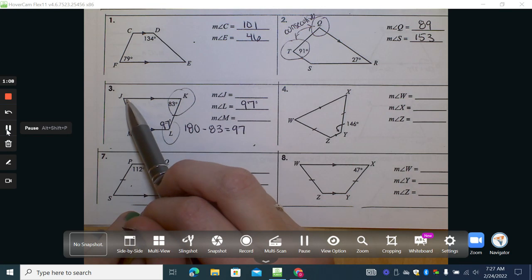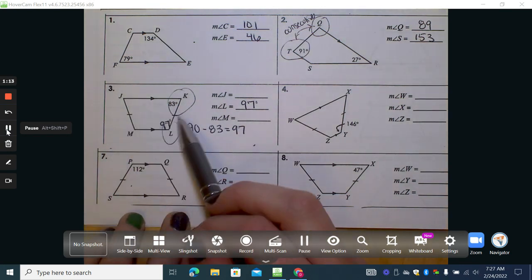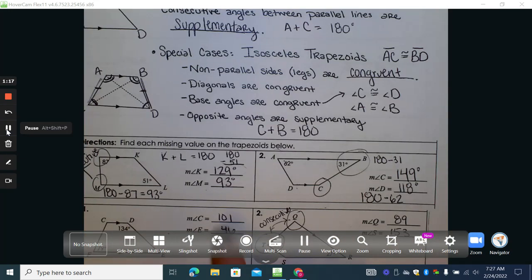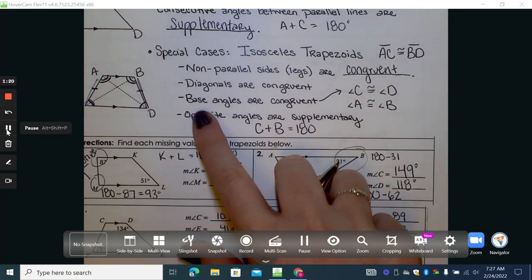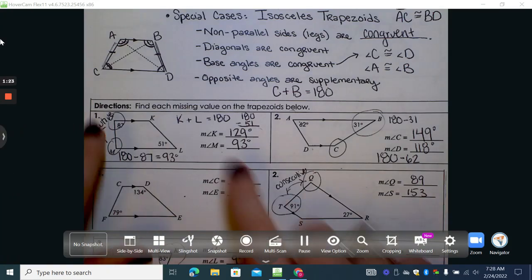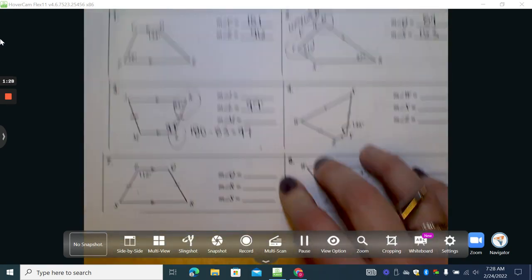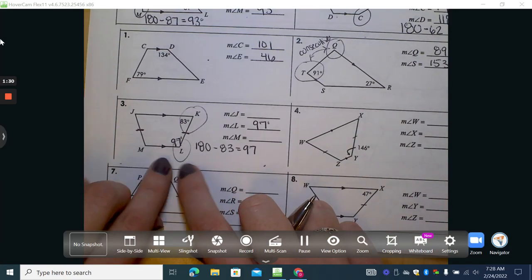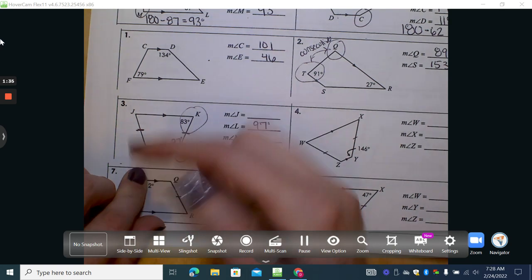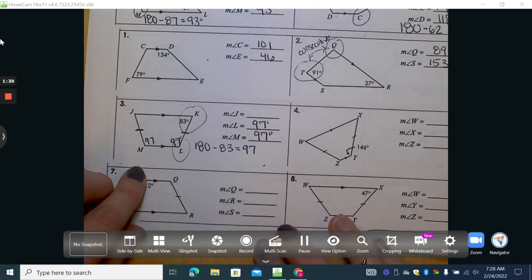But when it's asking for J and M, since it's an isosceles trapezoid, they have these markings here. I know that my base angles are congruent. C and D are equal to each other. And base angles are on the same parallel line. So if I'm looking at number 3, my base angles L and M are going to be equal to each other. M is also 97 degrees.